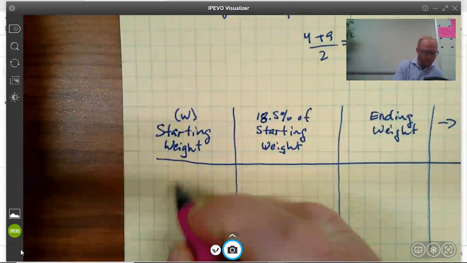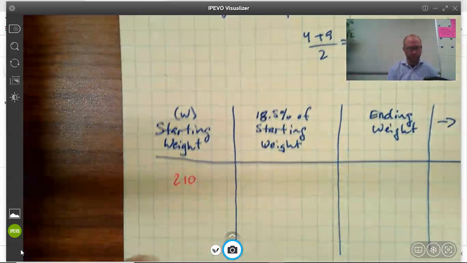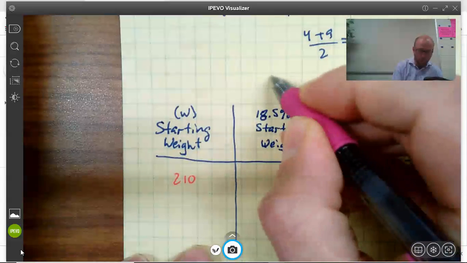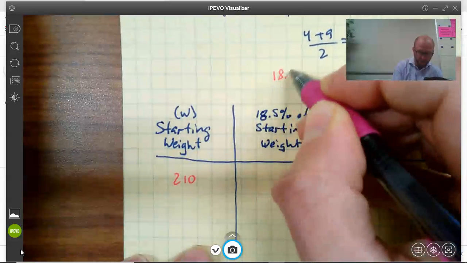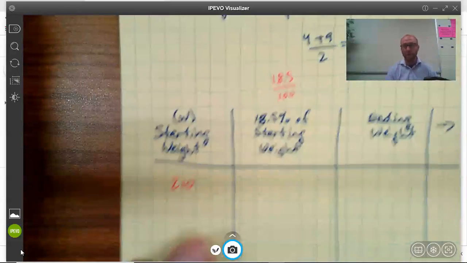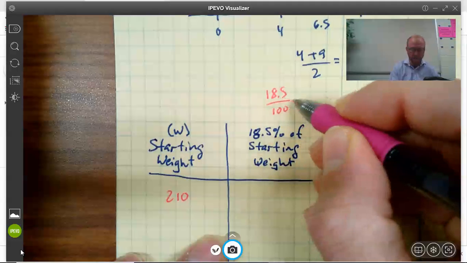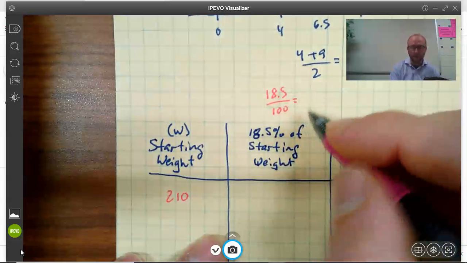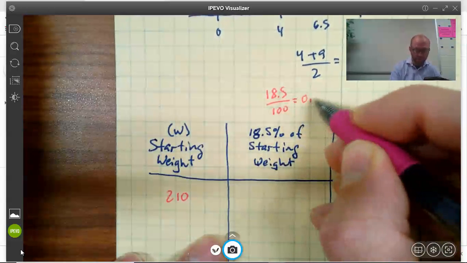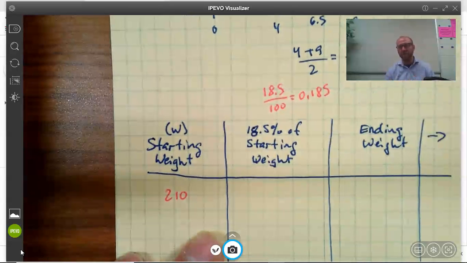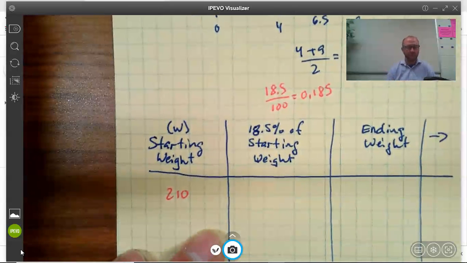Okay, 210. So let's see, 18.5% of 210. Remember, 18.5% we'd write as a fraction, 18.5 over 100. But it's easier to deal with this as a decimal. If you punch this into your calculator, it's 0.185. And notice really we're just shifting the decimal place over twice to the left. That's what dividing by 100 does.